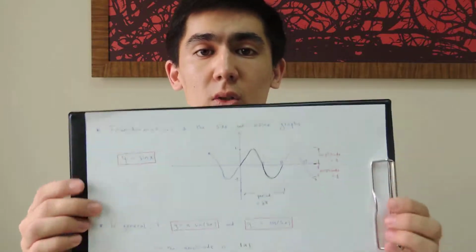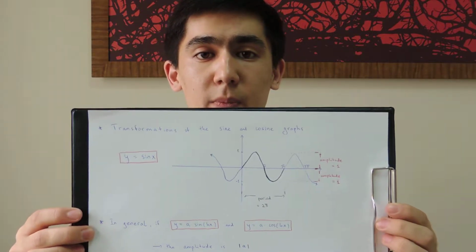And also, cosine is the same thing as sine. The difference is that if we just shift the sine function to the left by pi over 2, we will get the cosine function. It is the only difference between them. Other things are the same. So, the next thing is the transformation of sine and cosine graphs.